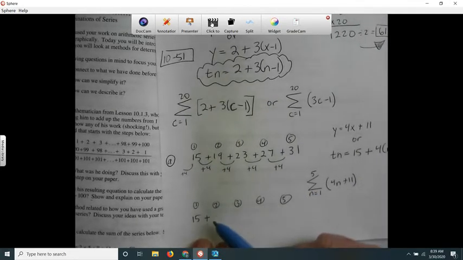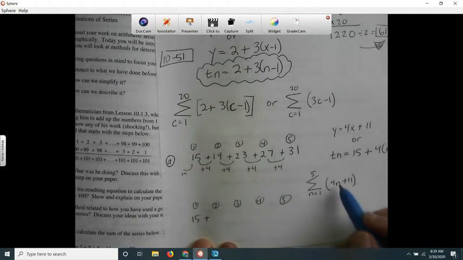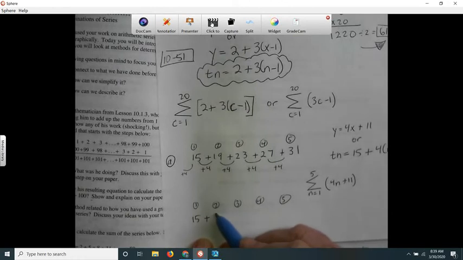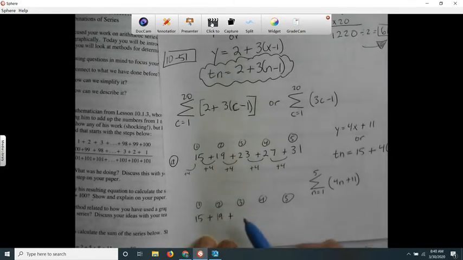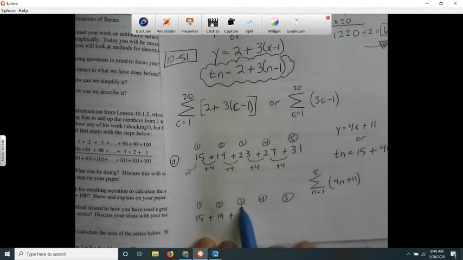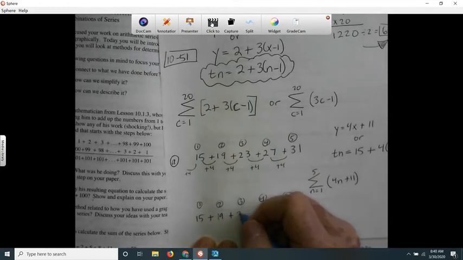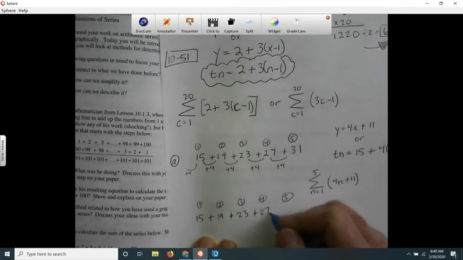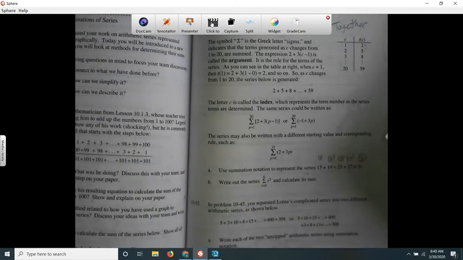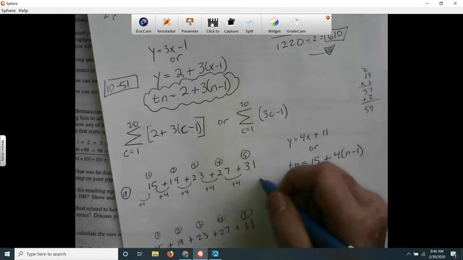So I know the first term is 15 because 4 times 1 plus 11 is 15. 4 times 2 is 8 plus 11 is 19. See how you can just do that? 4 times 3 is 12 plus 11 gives me 23. So you can generate the terms. This would be 27, this is 31. So that's what they told me to do in letter A. They said use summation notation to represent this series. So I did.